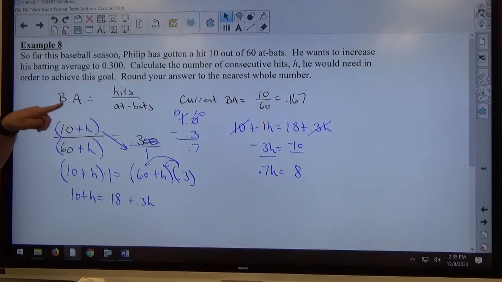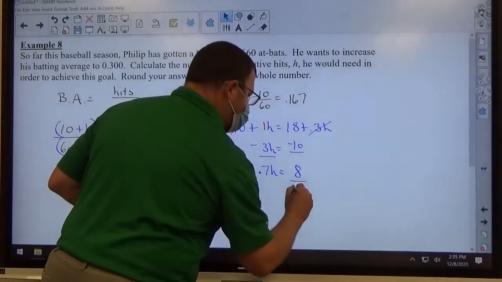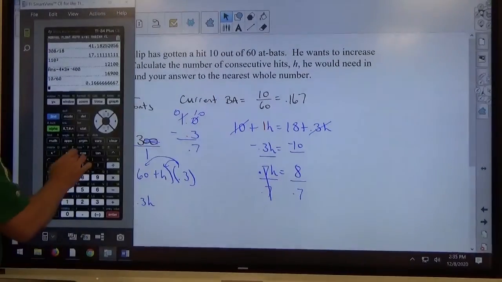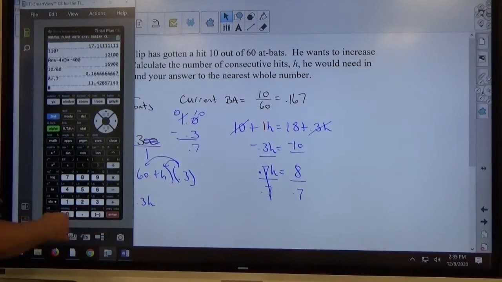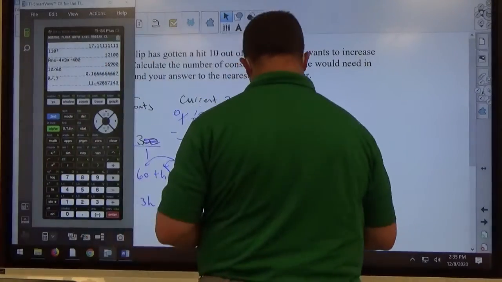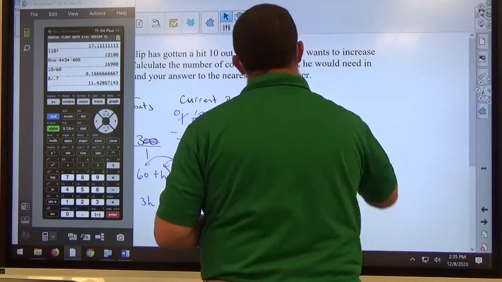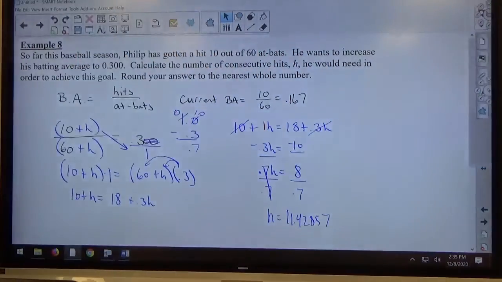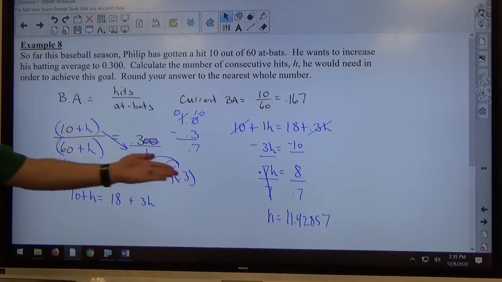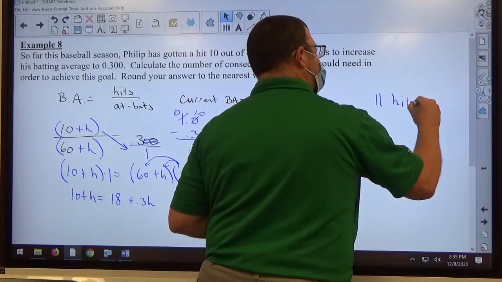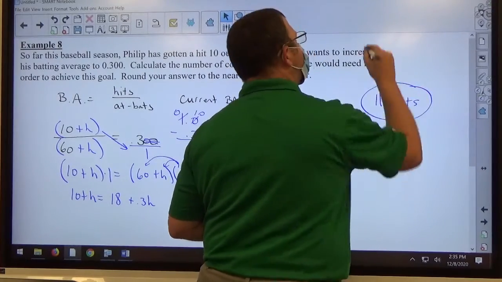All right, so 0.7H equals 8, we divide both sides by 0.7. We get a calculator out and type in 8 divided by 0.7, it comes out to 11.42857. A person cannot get 11.42857 hits. This says round to the nearest whole number. So the nearest whole number would be 11 hits. So 11 hits is the answer.